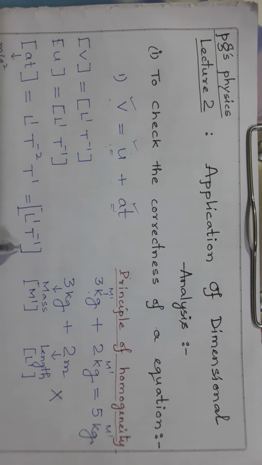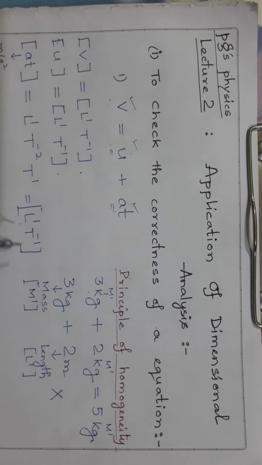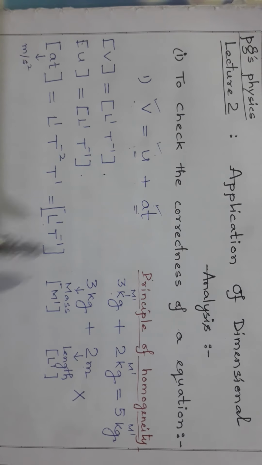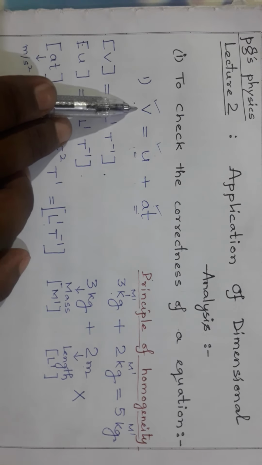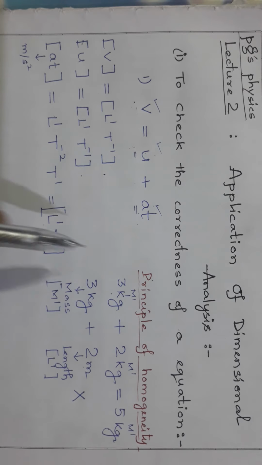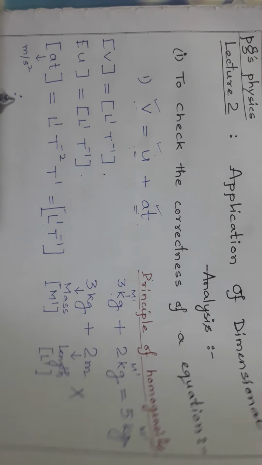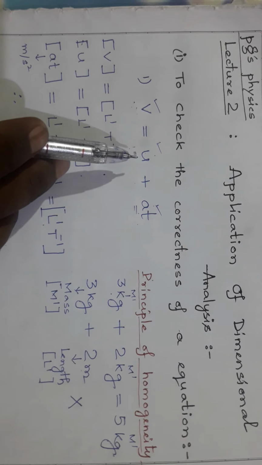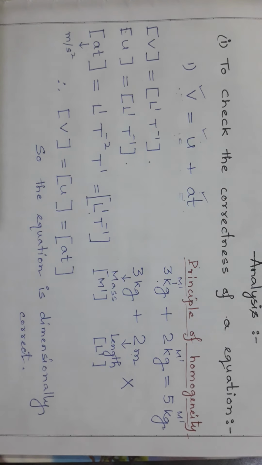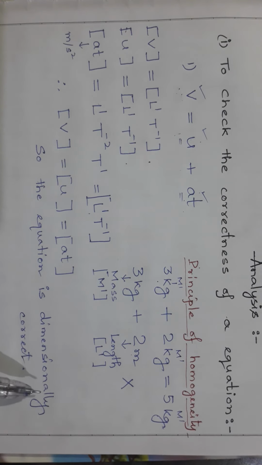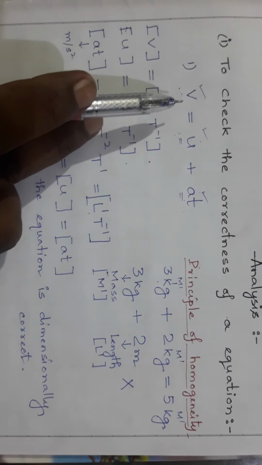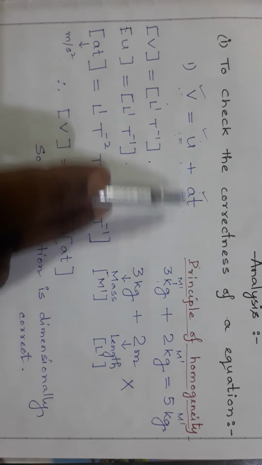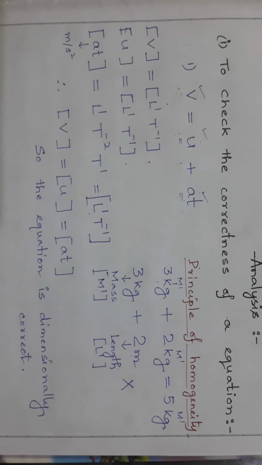Thus we have seen that the dimension of all these quantities are the same. So we can say that this equation is dimensionally correct. Here we can write dimension of v equals dimension of u equals dimension of at. So the equation is dimensionally correct because the dimension of all the quantities are the same. Understood?